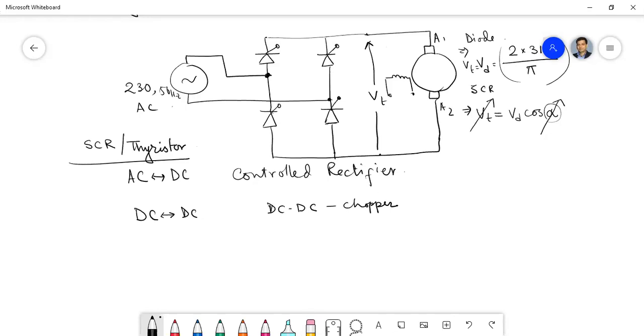Do you know what supply voltage is generally used? Any idea? Order of 10,000 volts, 10 kV. AC or DC? That you should know. DC, I think. 10,000 volt DC. Okay. Anybody else?